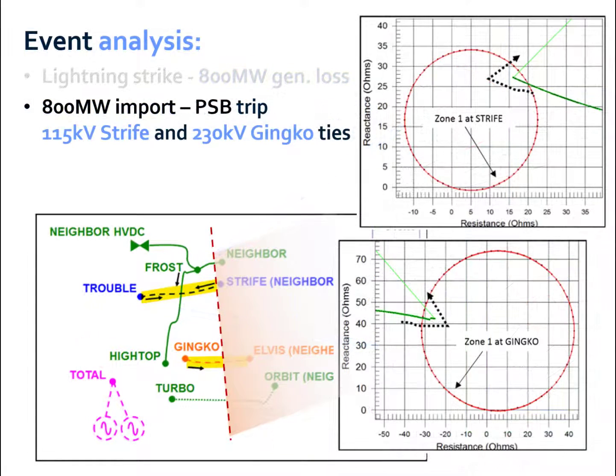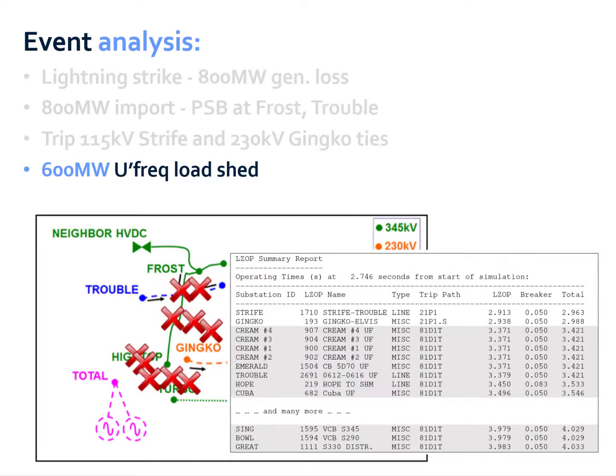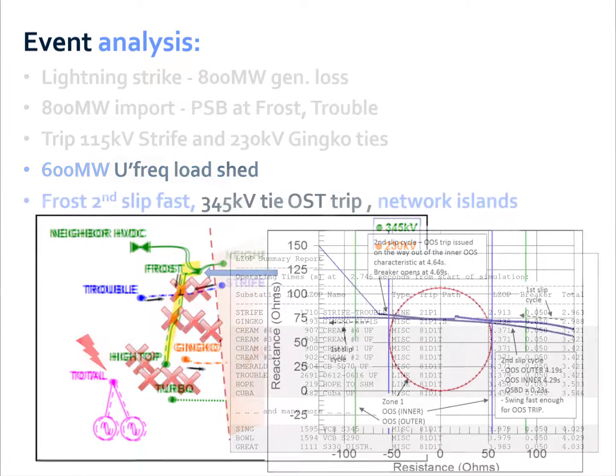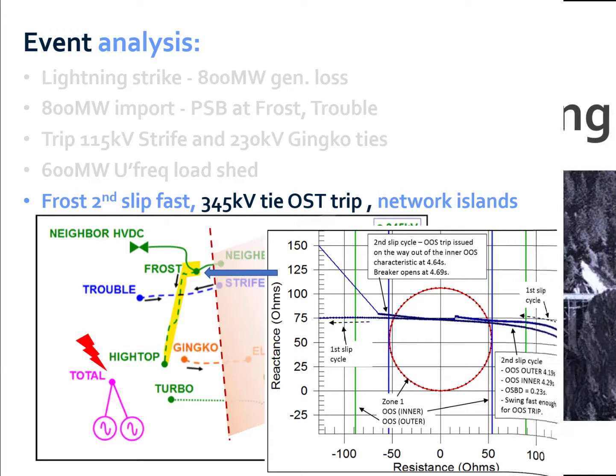On other parts of the system, the protection was not equipped with power swing blocking and was tripped by the power swing intrusion into the distant Zone 1 characteristics. The loss of generation support from the neighboring network resulted in an under-frequency load shedding of some 600 megawatts, which was represented in the IPPS simulation. With the loss of local load, the second slip at Frost was much faster, and the power swing resulted in an outer step trip of the HV intertie, which completely islanded the network.